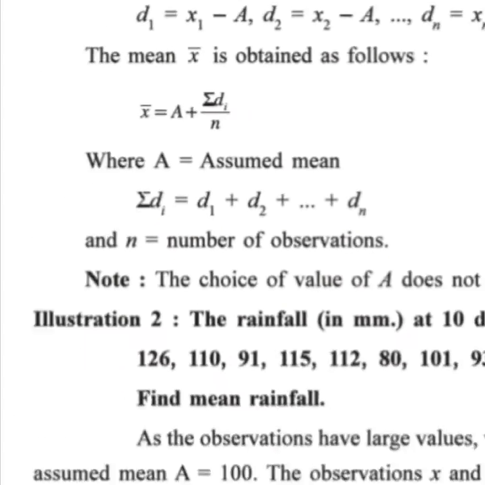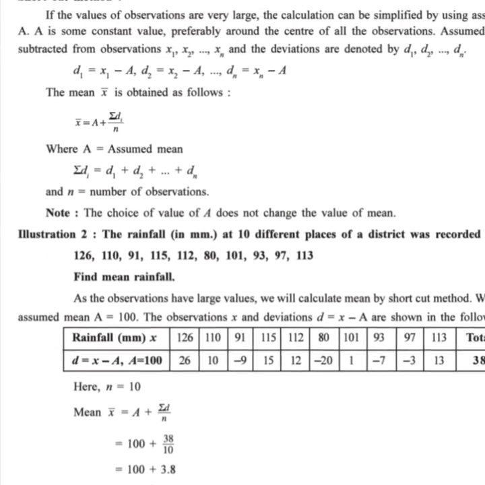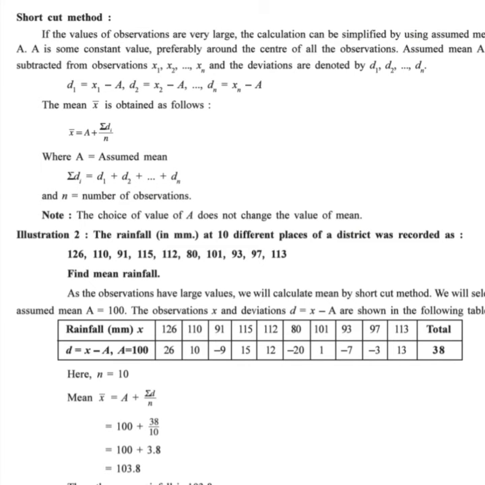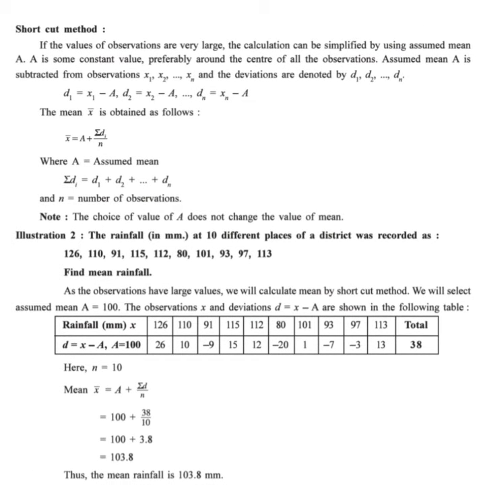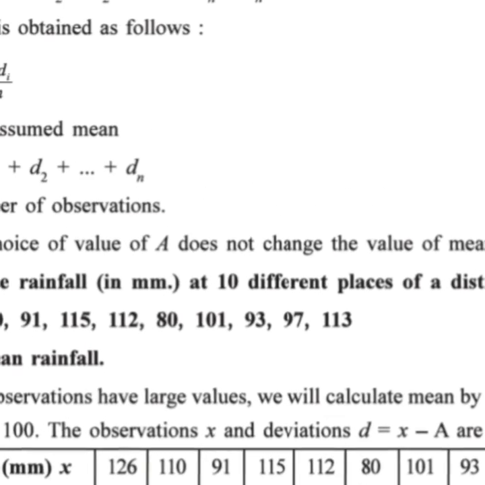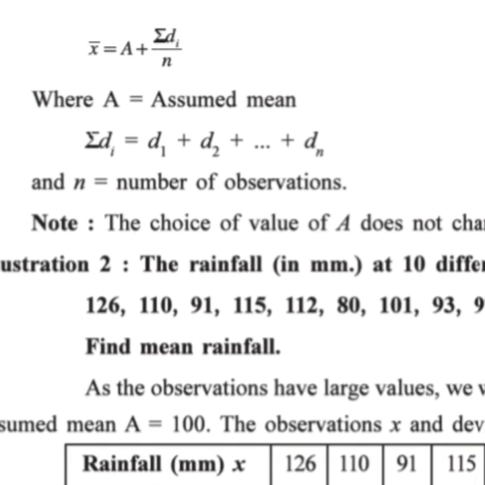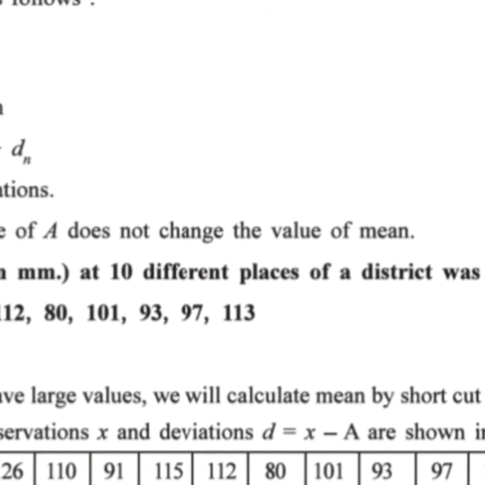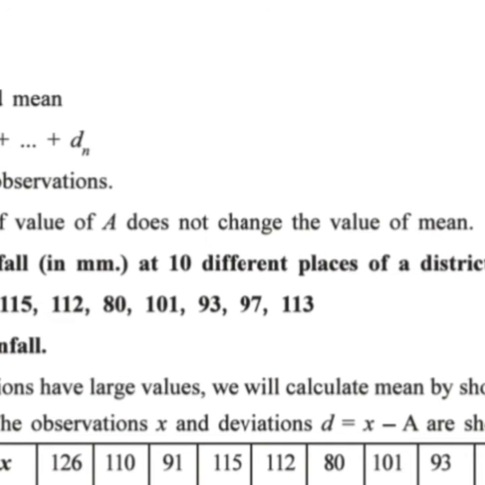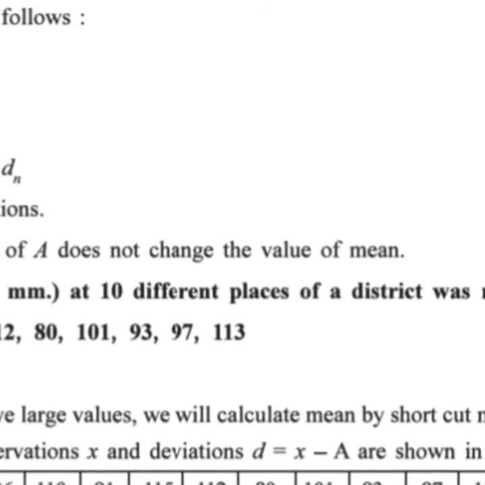We'll see example number 2 by the shortcut method. You will come across how to actually use this shortcut method. Now what is the sum given to you? See your example number 2. What has been given? The rainfall in mm. Mm is the unit of rainfall, so as you write your answer, it is necessary to write the unit, that is mm. The rainfall in mm at 10 different places, so your n becomes 10.